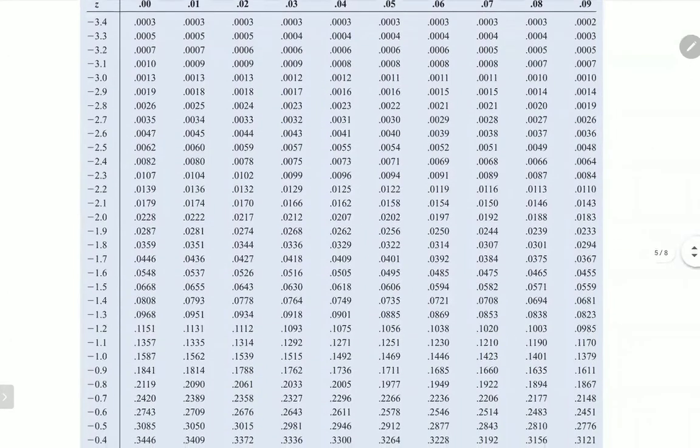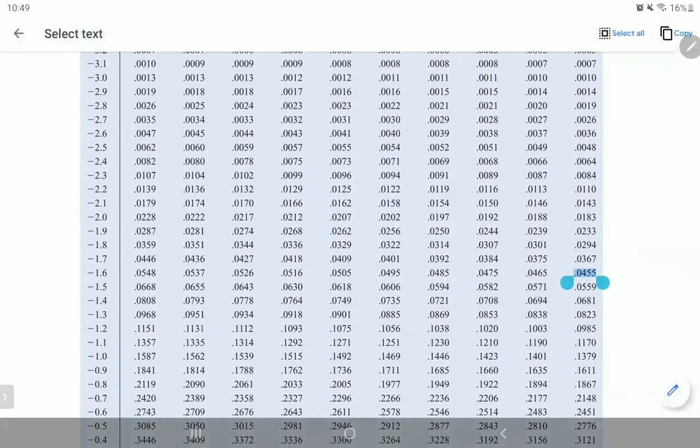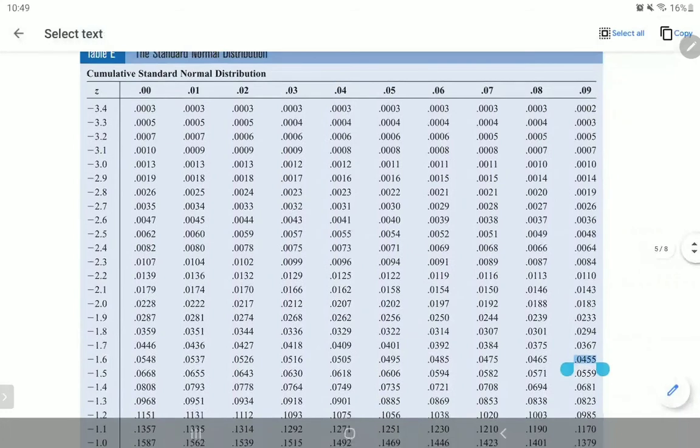So let's scroll down. And if we look here, the value that we're looking for is between two values. It's going to be between 0.0455 and 0.0446, because 0.0450 is between those two values. You're going to pick the value that is closer to the probability, that is 0.0450.